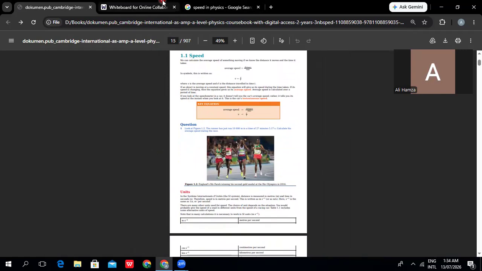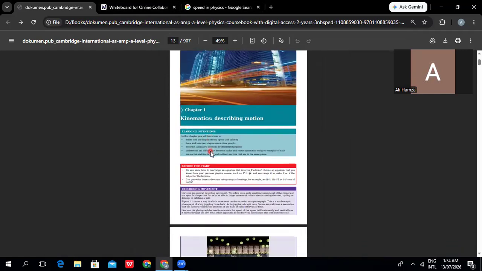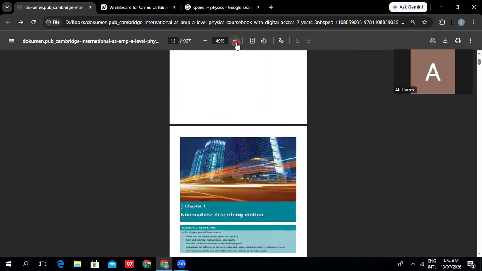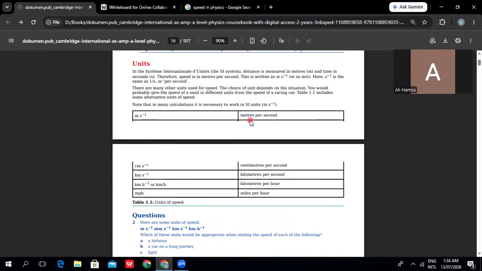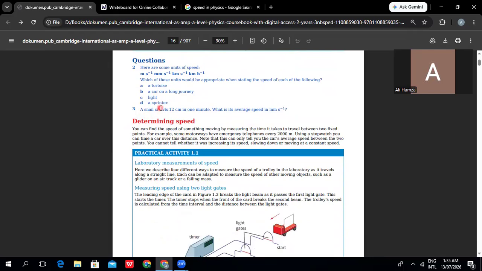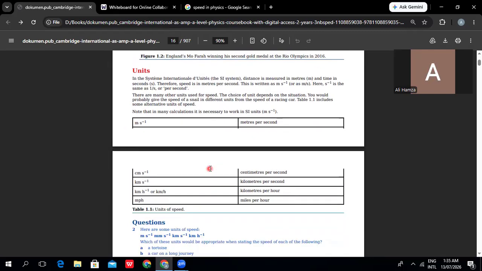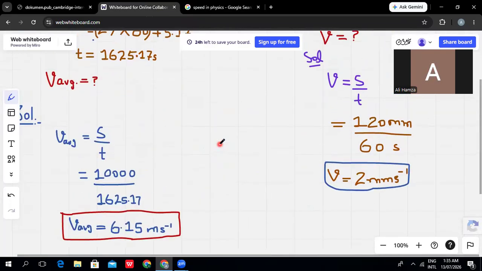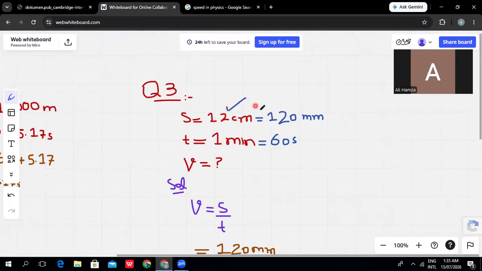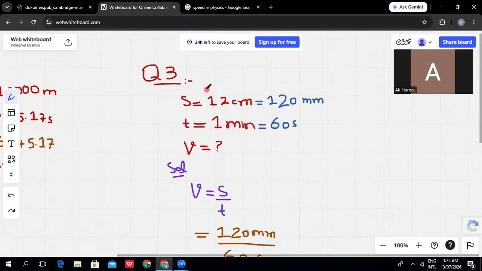Now I have the third problem, and the third problem is exactly the same. You can see this problem is basically still using the same formula, and the formula is the distance covered divided by time taken. So you can see a snail crawls 12 centimeter in 1 minute. Okay. So the given data is that the snail is crawling 12 centimeter, and it has taken 1 minute to crawl that distance. So we have to find the speed in the unit of millimeter per second. The result should be in millimeter per second. That's why I should convert this distance in millimeter.